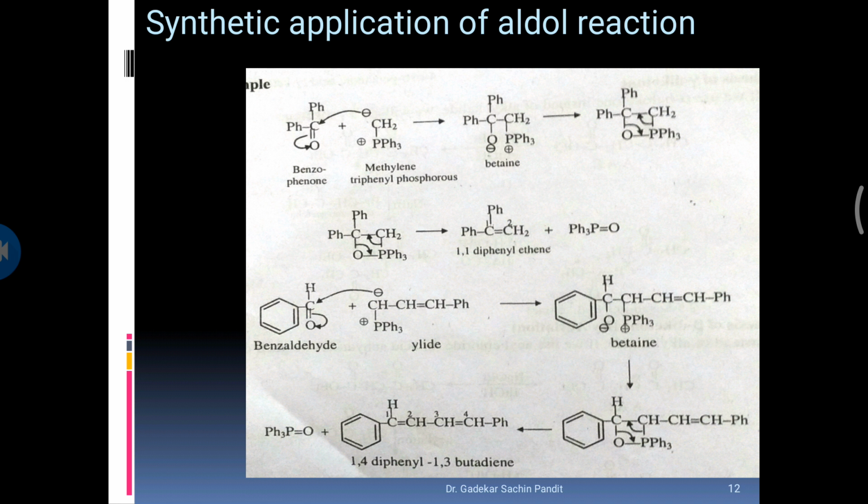So next reaction, benzaldehyde reacts with a phosphonium halide ylide to give a betaine, and decomposition of the betaine forms 1,4-diphenyl-1,3-butadiene. Okay, so we can synthesize unsaturated compounds or alkene compounds by this condensation reaction, a ketone condensing with the ylide in the Wittig reaction.